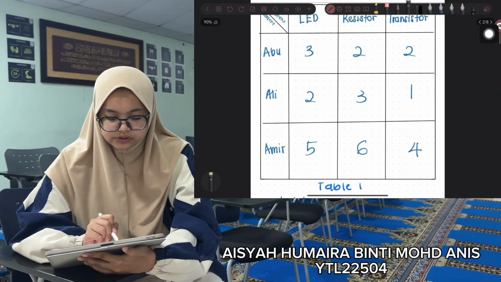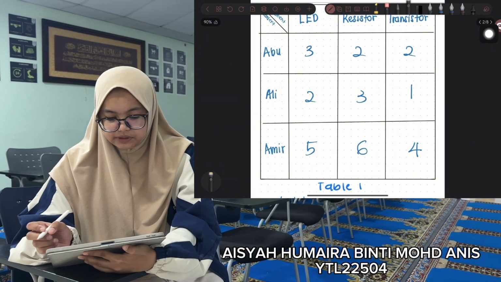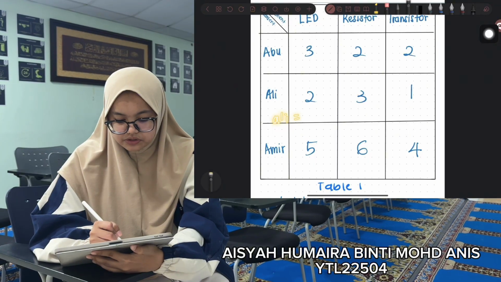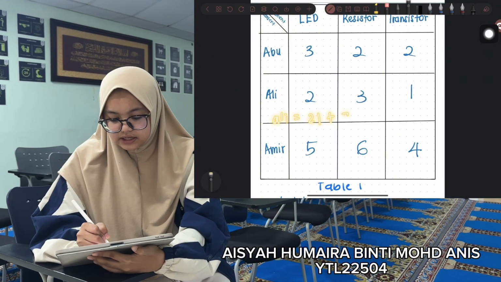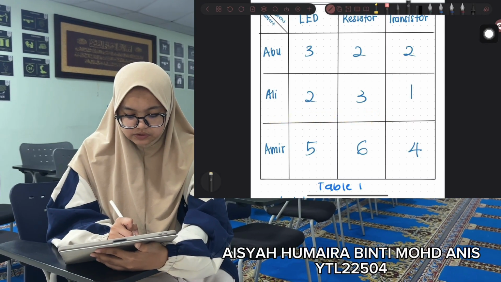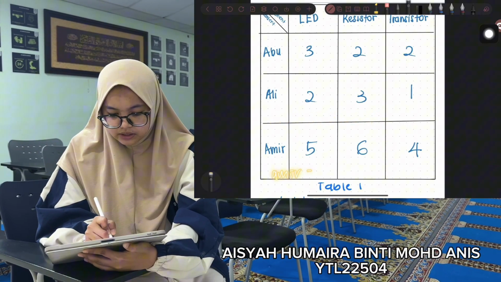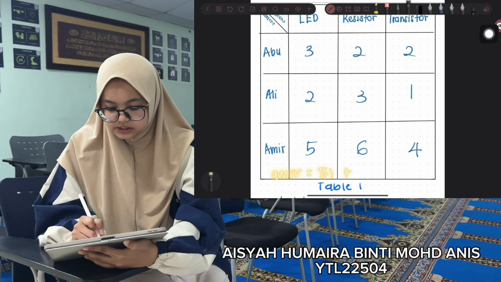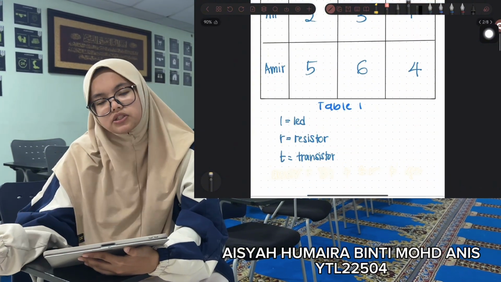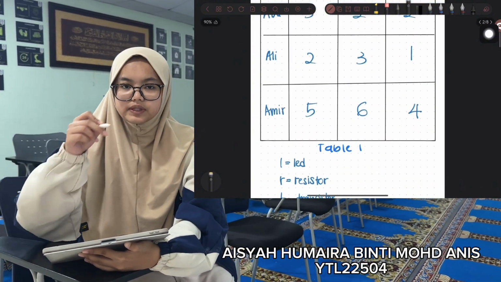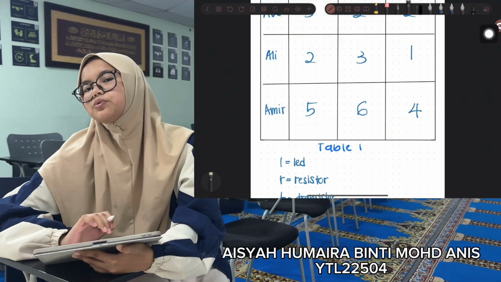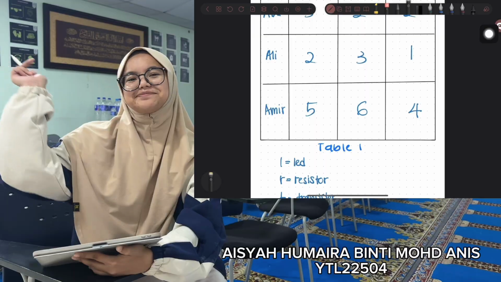The same goes for Ali and Amir. So I will write in the equation, Ali got 2L plus 3R plus 1 transistor, which is T. And we move forward to Amir: Amir equals 5L plus 6R plus 4T for the transistor. After we finish all the equations for each person, we can move on to Cramer's rule. That's it.